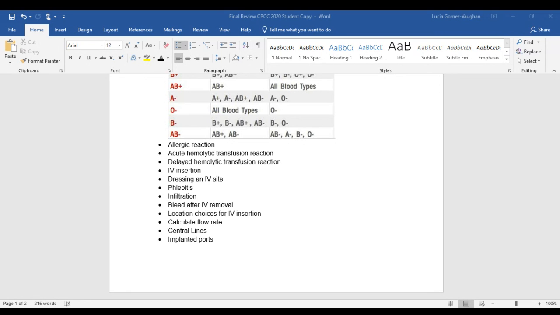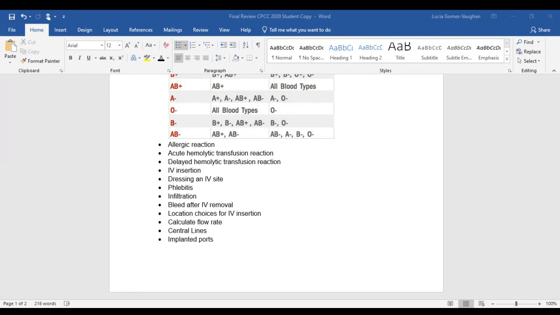If it becomes loose or soiled, I'm going to have to change it. So even if it's clear and it was changed 2 days ago, and it becomes soiled or it's falling off, I'm going to need to change it.